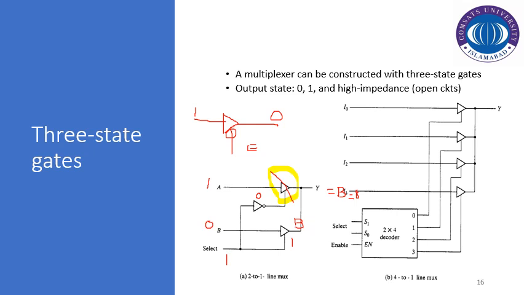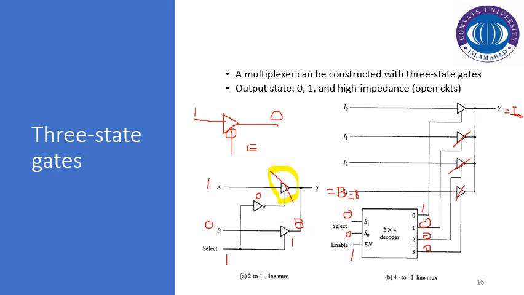If the select lines are 0 0, and we assume that this decoder is also enabled, in that particular case output 0 gets high and the other 3 outputs get low, which means that this gate is disabled, this gate is disabled, this gate is disabled or in high impedance state, and this gate is enabled, and the output Y is equal to I0. Whatever the value of I0 is, that is moved to the output.